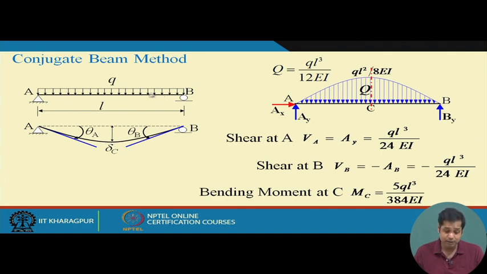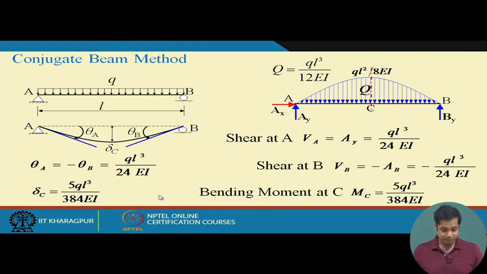We have already seen these examples through other methods, and we have these results that theta A is equal to minus theta B is equal to QL cube by 24 EI. Theta A is positive because it is taken clockwise, and theta B is taken anti-clockwise, that is why negative. This is consistent with the sign convention that we use for bending moment and deflection. And what is delta C? Delta C will be 5 QL to the power 4, again please correct it, it will be L to the power 4 by 384 EI.